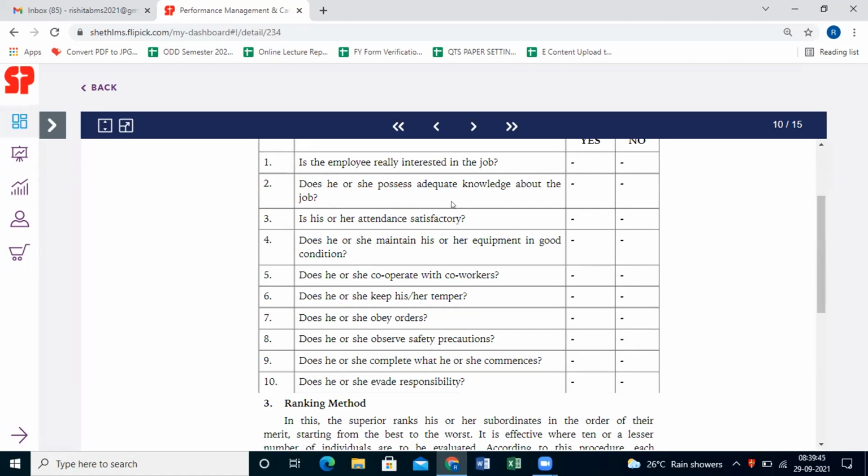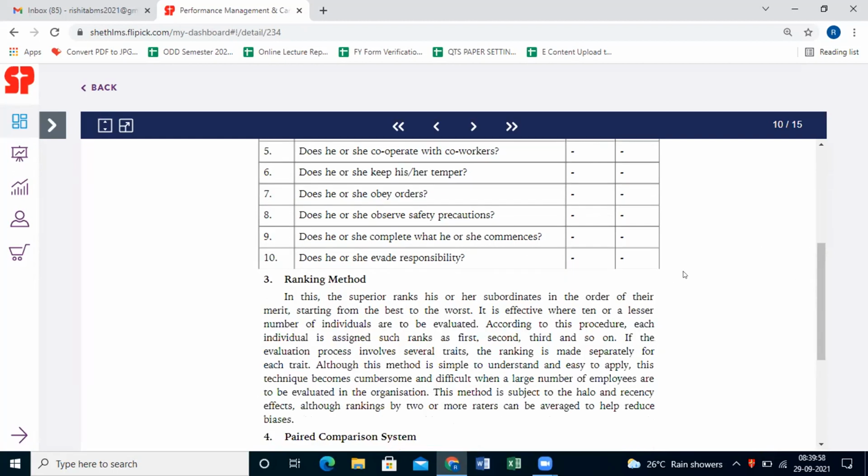We have done these two methods in the previous lecture already in detail. For those who were absent in the last session, you can refer to the Google Classroom. I have already posted the video there. Moving on to the third one, which is the ranking method.